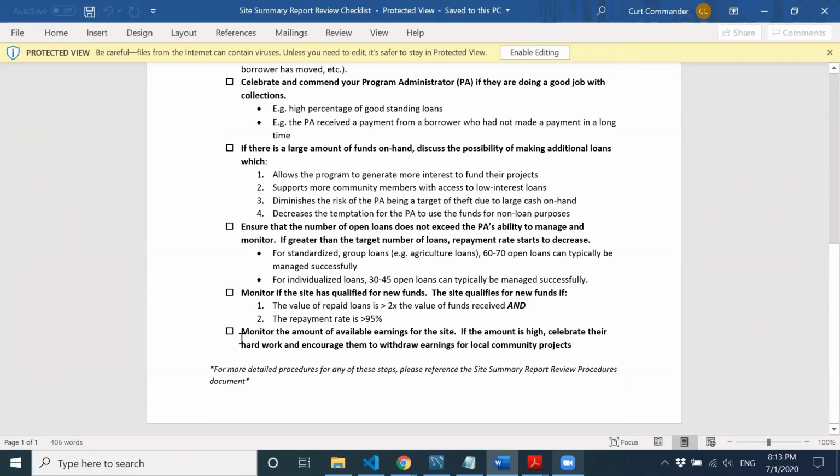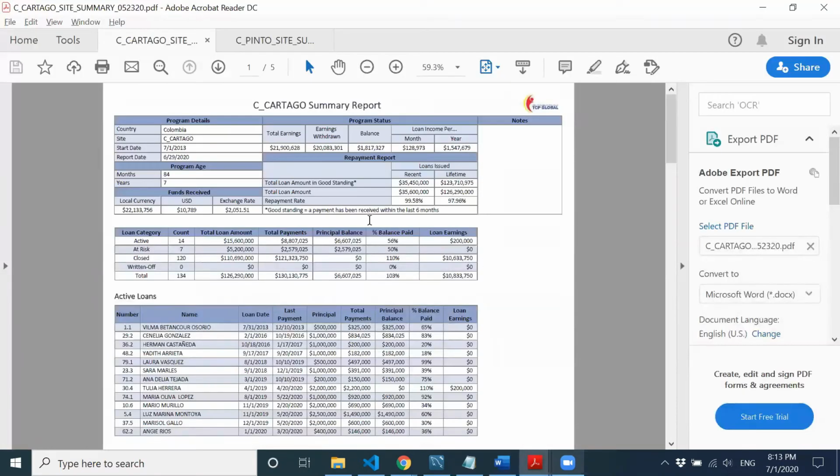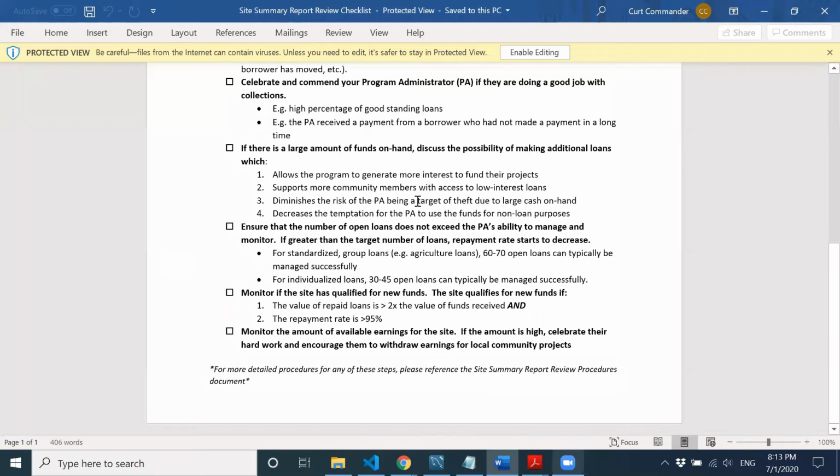And then monitor if the site has qualified for new funds. So there are two criteria that a site needs to meet to be able to qualify for new funds. The repayment rate needs to be greater than 95%. So we can go back up here, look at the repayment rates. They both look good, both above 95%. So that criterion is met.